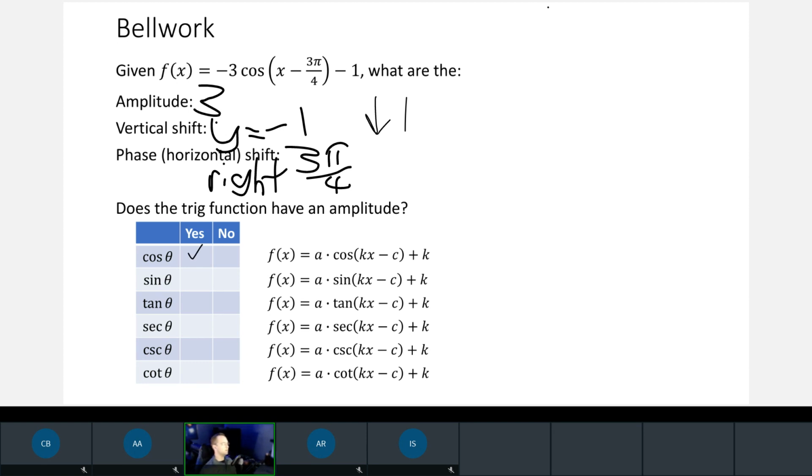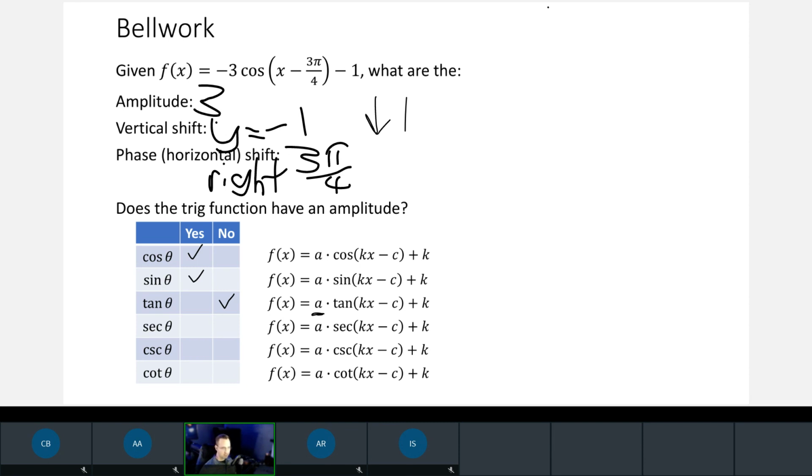All right. Does sine have an amplitude? Yep, sure does. Does tangent? No, it does not. Even though it has the A here, this does not act like an amplitude. The A just makes it either steeper or flatter when you graph it. So if I ask for amplitude, you just say none, right? So there's no amplitude for tan.